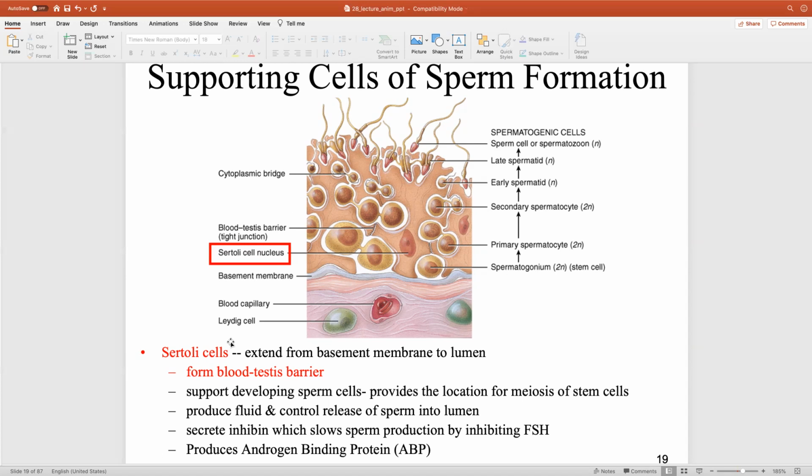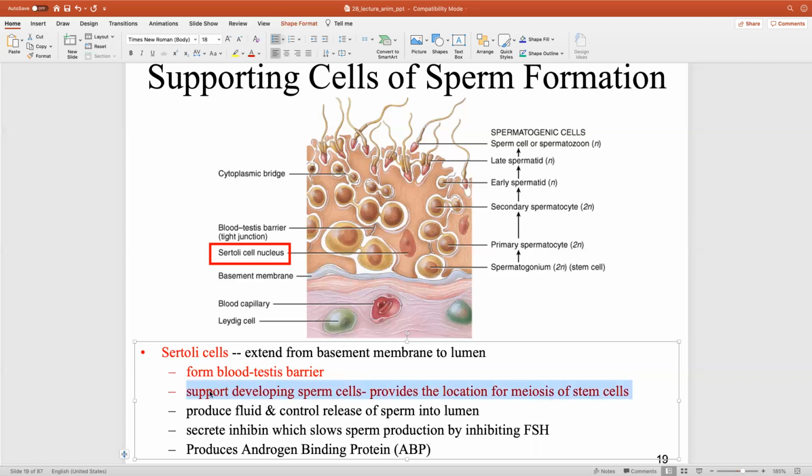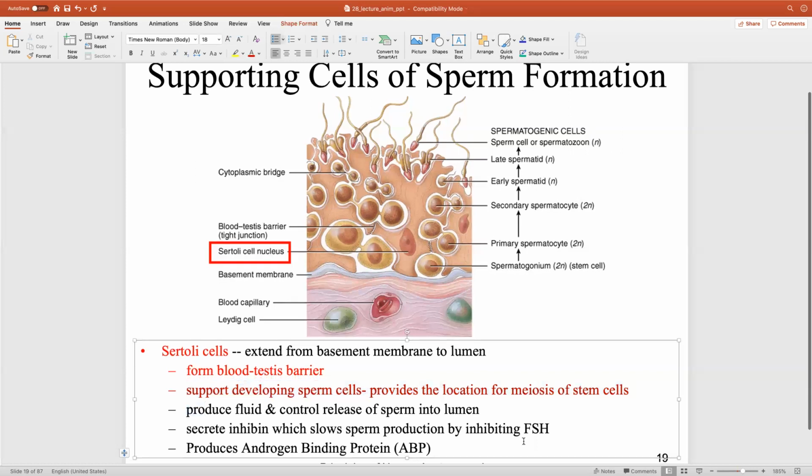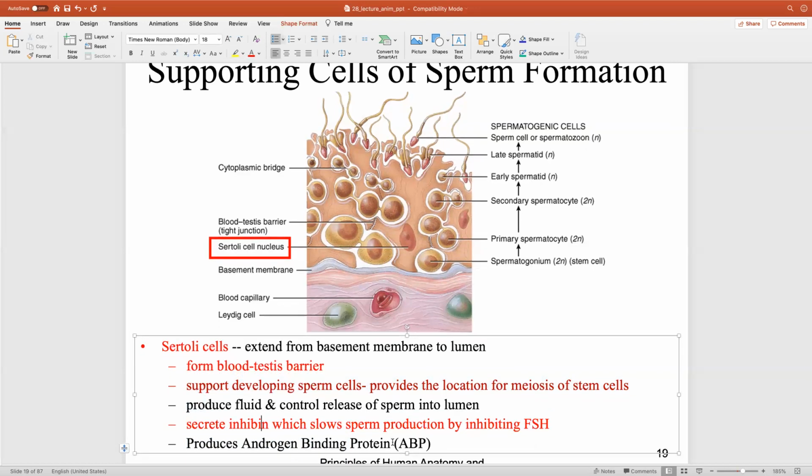If we didn't have this blood-testis barrier, our white blood cells would migrate to this region and destroy all of our stem cells. Now, in some autoimmune diseases in males, that does happen, though it is uncommon. Sertoli cells, like we mentioned, also provide support and development of sperm cells as they undergo meiosis. They produce inhibin, which inhibits more FSH, which creates a negative feedback effect.